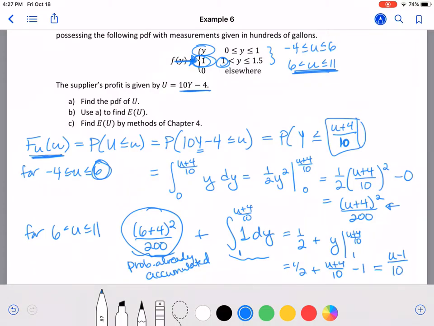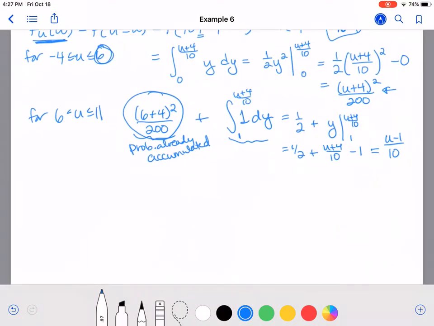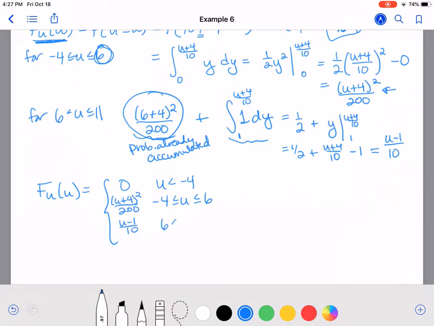So what we want to do is write that all out together. So what we have found is that our CDF, we always start off at 0. So we're at 0 whenever u is less than negative 4. Once we get to negative 4, we start accumulating probability from negative 4 up to 6. And we're doing that with that first chunk we found, which was u plus 4 squared divided by 200. Then we start accumulating probability according to u minus 1 over 10 when we're from 6 to 11. And then anywhere over 11, we are at our total probability of 1.